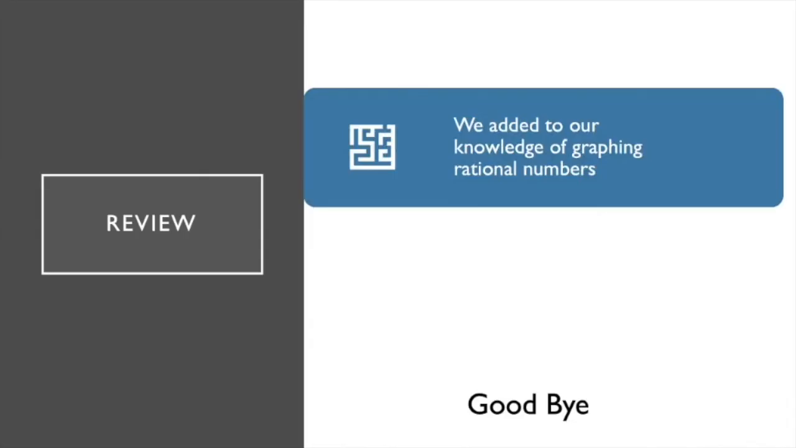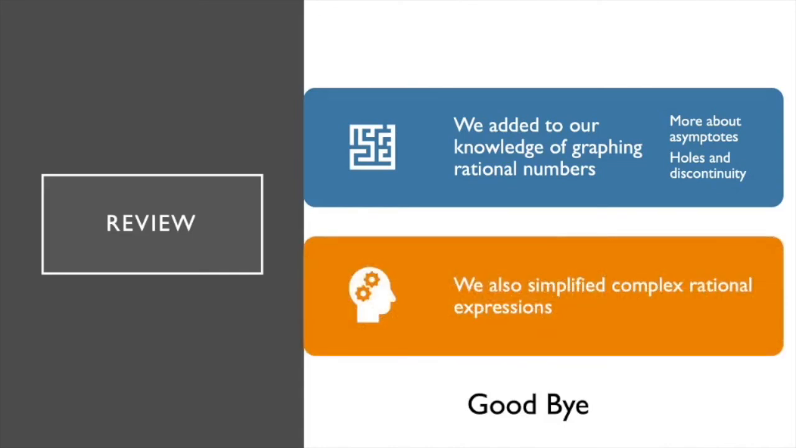Are we ready? This is what we did in this lesson. We added to our knowledge of graphing rational functions. We found more about asymptotes. We did holes and discontinuity. After that, we learned how to simplify complex rational expressions by keeping the first, flipping the bottom, and changing it to multiply.